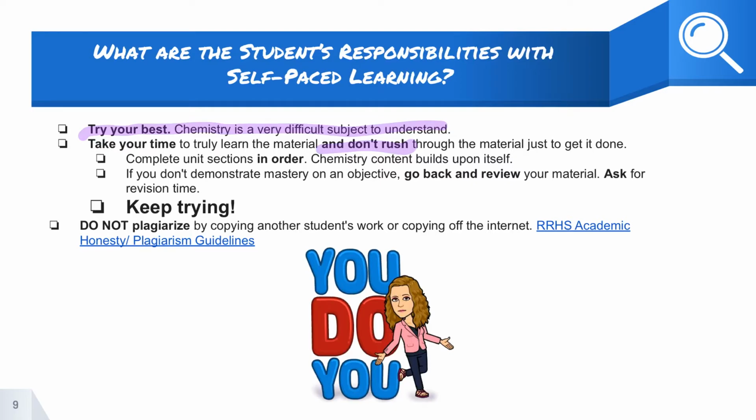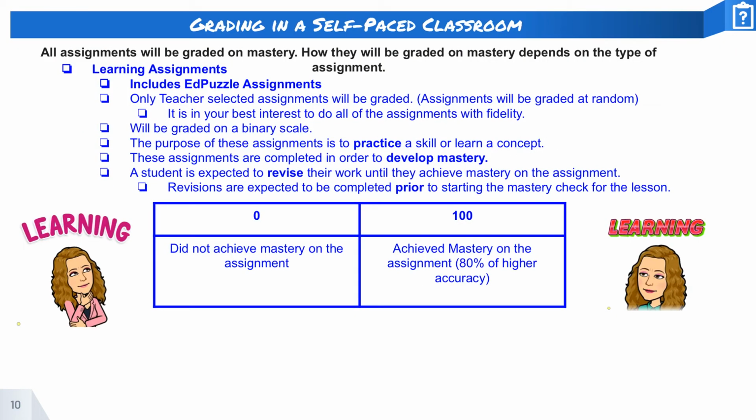If you don't demonstrate mastery, go back and review your material. Ask for revision time. Ask for help. Come talk to me and keep trying. Don't plagiarize. Also, don't plagiarize another student's work by copying off the internet. The RRHS academic honesty and plagiarism guidelines still apply during remote learning.